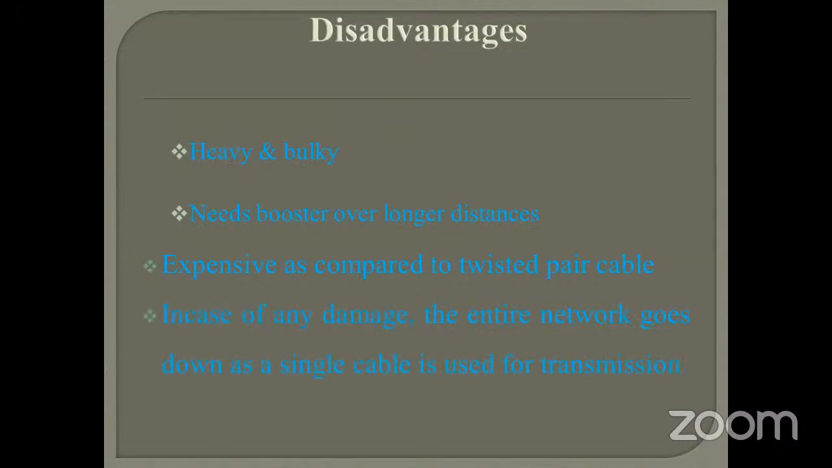The other disadvantage is about damage. Remember, we said coaxial cable is a single copper wire. So if it is only one, a single independent wire, and it gets damaged, it means that the entire network is going to go down because there is no other option for that. It is only one, and it is the one that has the damage. So if it gets damaged, the whole network will come to an end.